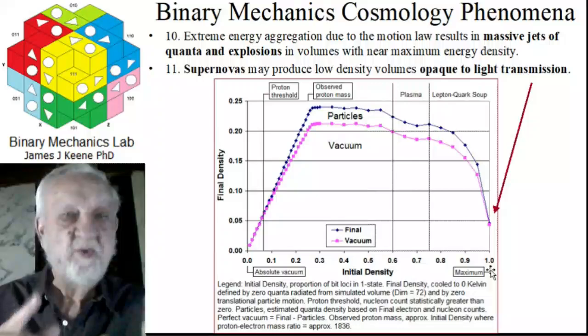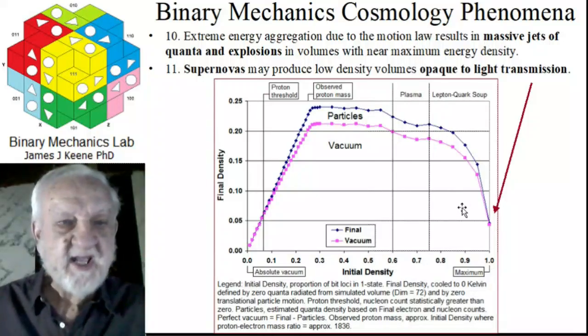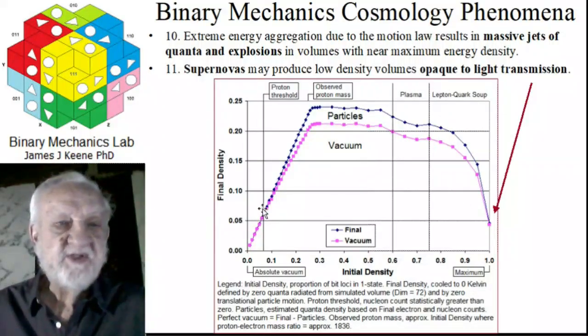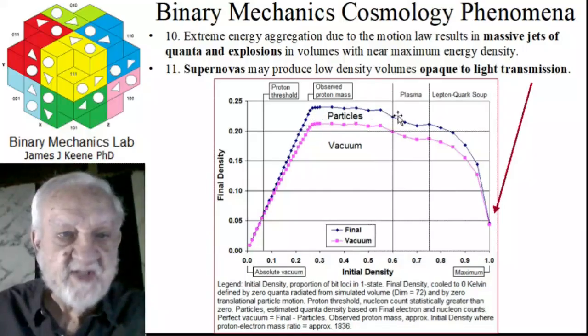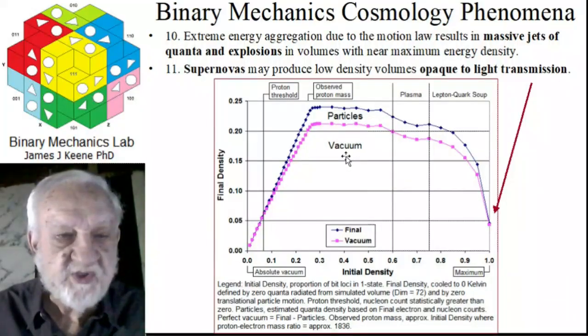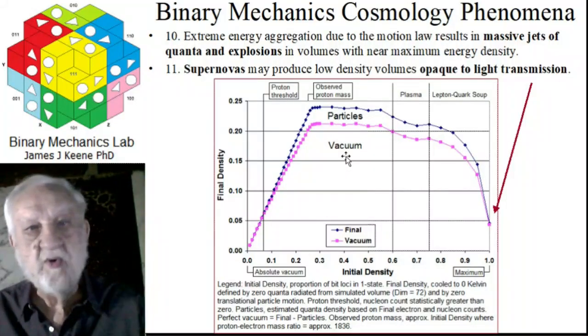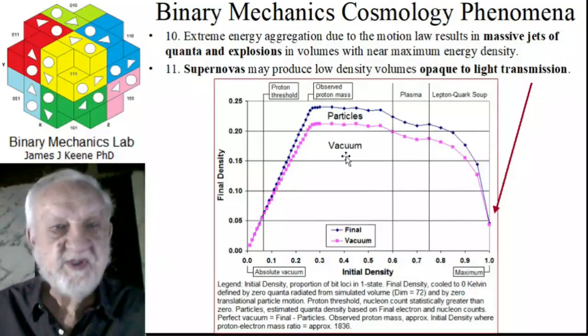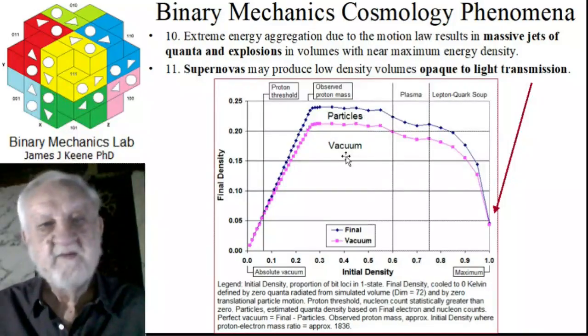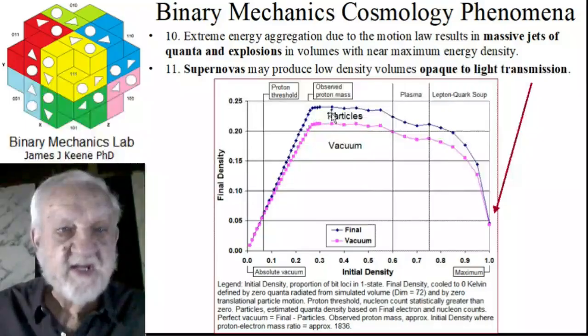This is a very important point. So let's look at what we have here. This curve shows the final density, including both particles and so-called perfect vacuum. Perfect vacuum is just defined as there are no ions or atoms left in the volume. If we subtract out the particle part, we're left with the vacuum. And what this study shows right here is that vacuum is not empty, that it is full with quanta.